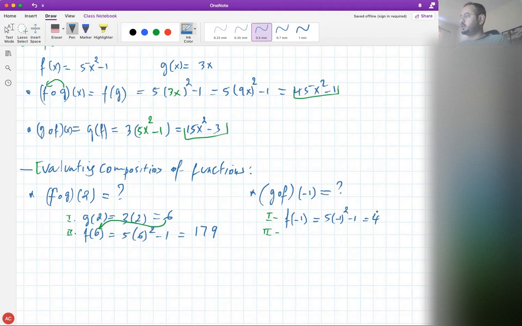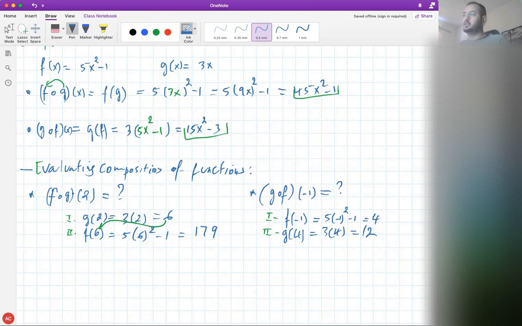That's right. So whatever you get from the first evaluation goes into the other function. So we got 4 from it, so 4 goes into g. So g of 4. Again, make sure you use the right function. Okay, 4 goes into g this time. That's g. It's going to be 3 times 4, which is 12. And that's it.